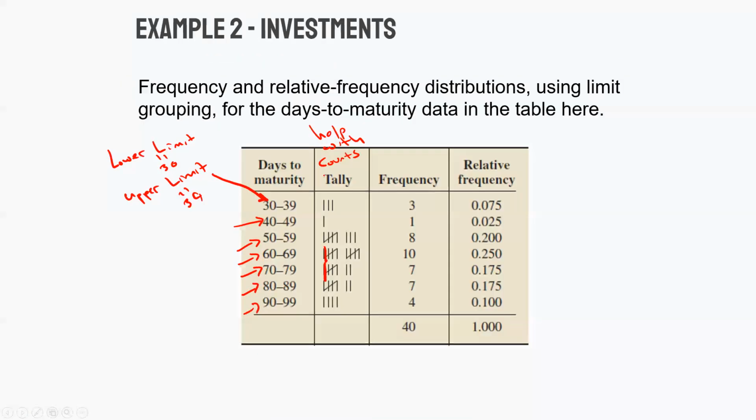99. I'd go into the 90s. And then all you do here is count your tally marks. I have 3 tally marks. There were 3 investments that had maturity dates in the 30s, 1 investment in the 40s, and so on. And then you can check, make sure you counted right. I have the 40s here. And then your relative frequencies are just, again, the frequencies divided by the total.